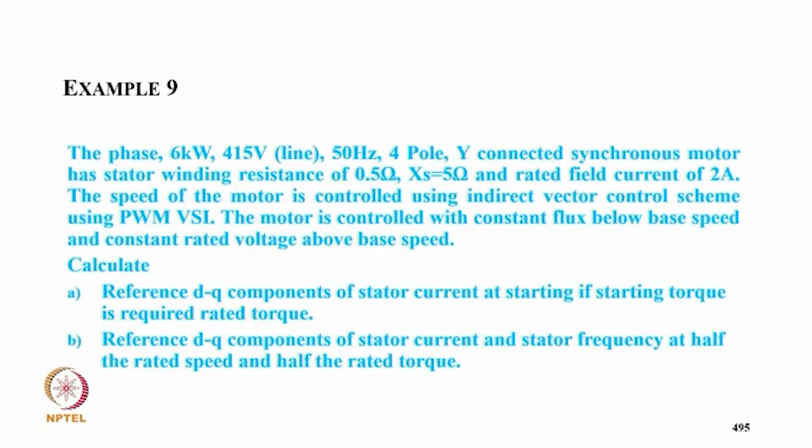6782 volt. So coming to example 9, a 6 kilowatt, 3 phase, 415 volt line, 50 Hz, 4 pole, star connected synchronous motor has a stator winding resistance 0.5 ohm, reactance equal to 5 ohm, and rated field current of 2 ampere. The speed of the motor is controlled using indirect vector control scheme using a voltage source inverter. The motor is controlled with constant flux below base speed and constant rated torque above base speed. Calculate the reference DQ component of stator current and starting torque if required rated, the reference DQ current component of stator current and stator frequency at half the rated speed and half the rated torque.